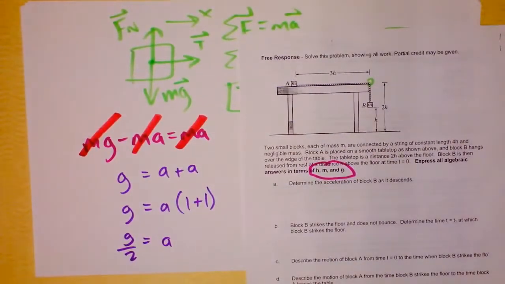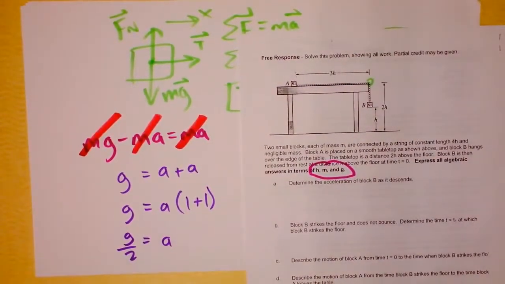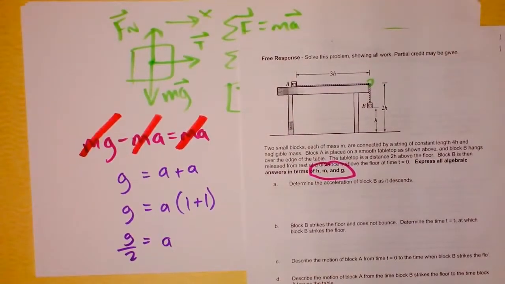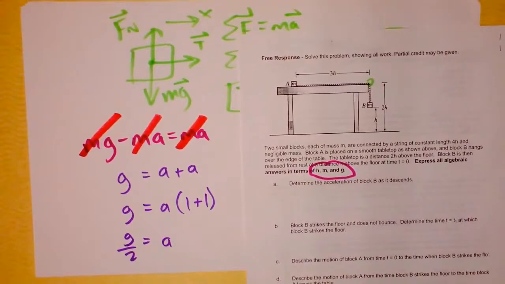Look at this problem again. When I see these 2 blocks, I think, dang, you got 2 blocks and only one of them's feeling baby g. So you're gonna get half baby g, because it's like baby g spread out between 2 things.